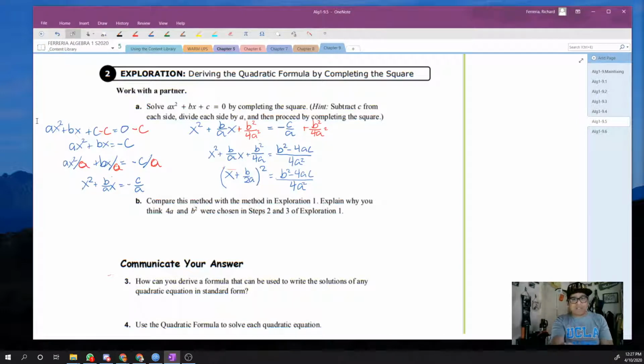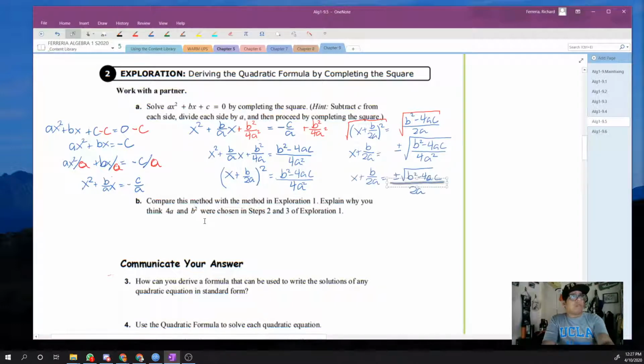Square root both sides. Okay, here's me square rooting. And you get x plus b over 2a equals plus or minus the square root of b squared minus 4ac over 4a squared. On that right side, 4a squared is a perfect square, so I'm going to elect to do the numerator and denominator square roots separately. So that gives me x plus b over 2a equals plus or minus the square root of b squared minus 4ac, over 2a.